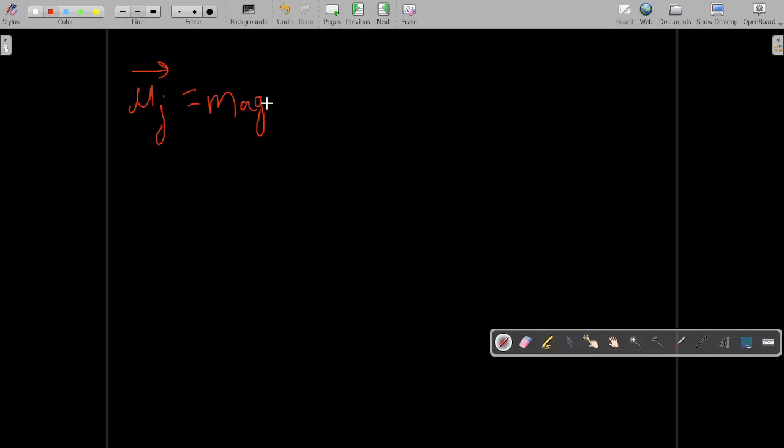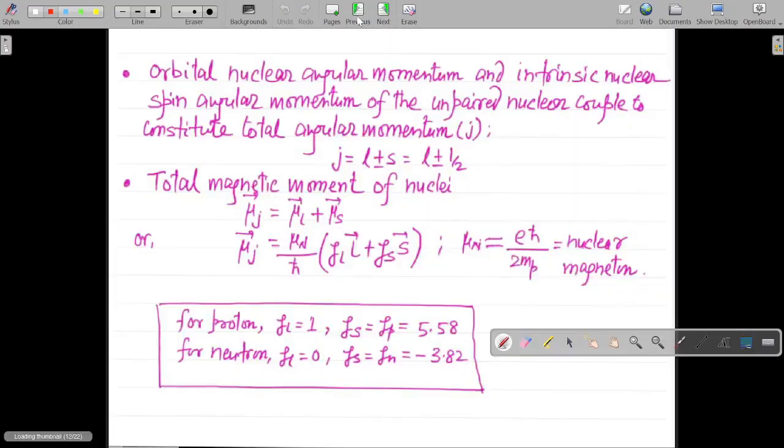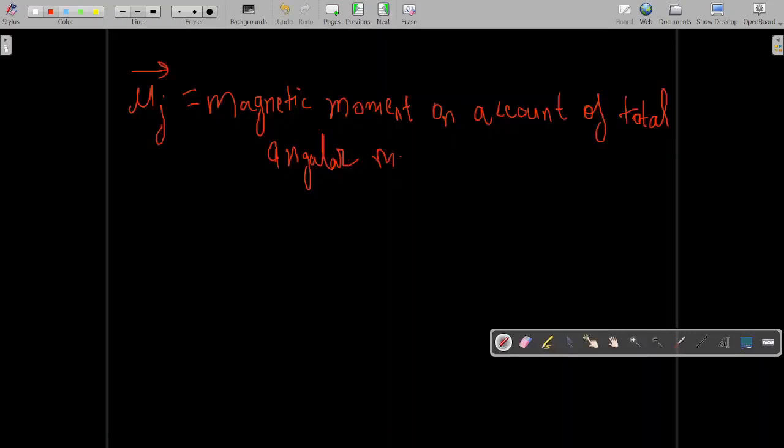Mu J is the magnetic moment on account of total angular momentum J of the nucleus.